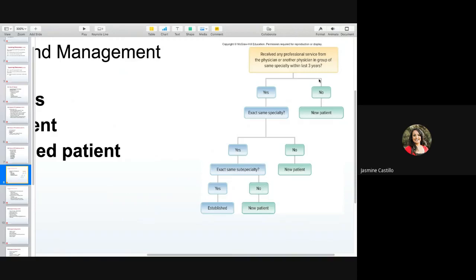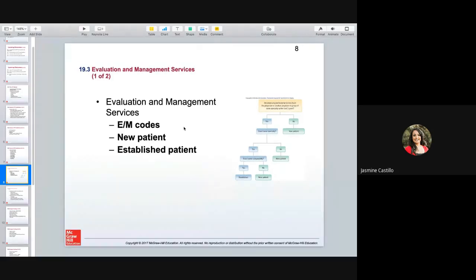If they've never been seen and haven't been seen in the last 3 years, then they are considered a new patient. So hopefully I didn't confuse you, but that basically just determines if you're a new patient or an established patient. And the simpler way to remember is, have you been seen in the last 3 years? Yes. Okay, you're established. If you haven't been seen in the last 3 years, or you've never been seen at all, you are a new patient.